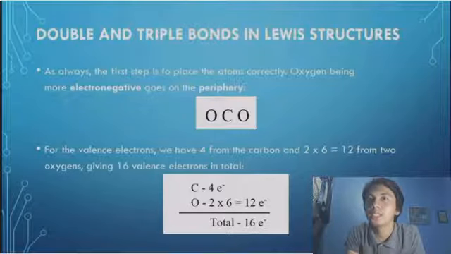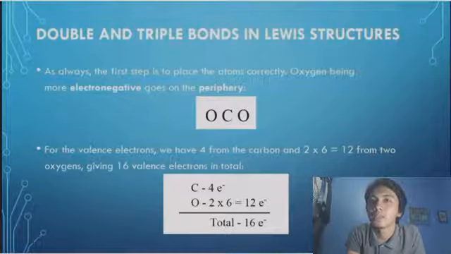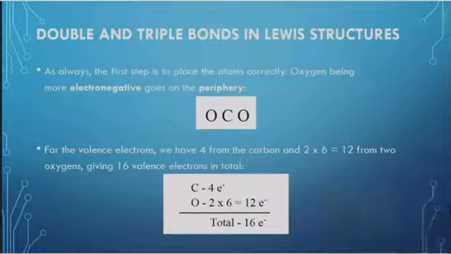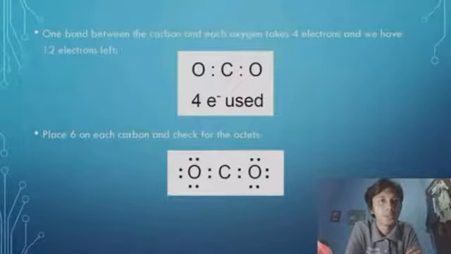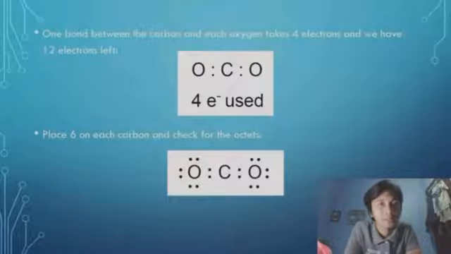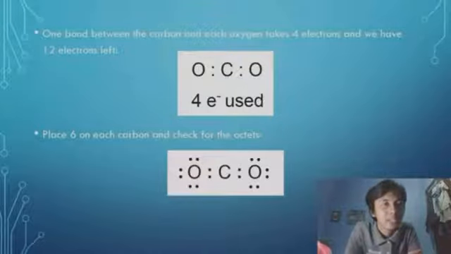As you can see here, the computation of the total valence electrons that we have. Okay, let's have this one. One bond between the carbon and each oxygen takes 4 electrons, and we have 12 electrons left. And then place 6 on each oxygen and check for the octet.